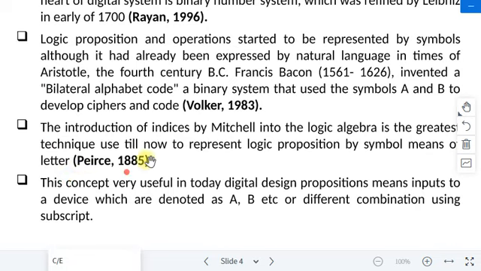So this concept is very useful today in digital logic design. The proposition means the input to a device, denoted by A and B. Nowadays you say that A equals 0, B equals 1. It means that the proposition is yes or that the proposition is no. So based on this proposition, you have to derive an output, and this output is without ambiguity, meaning a particular output is there.